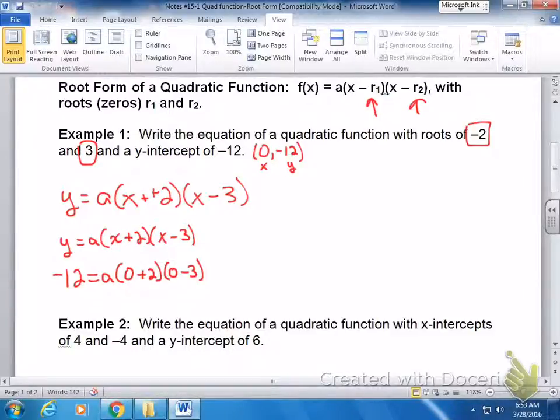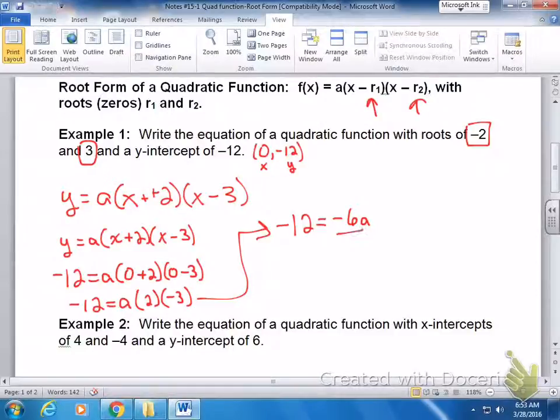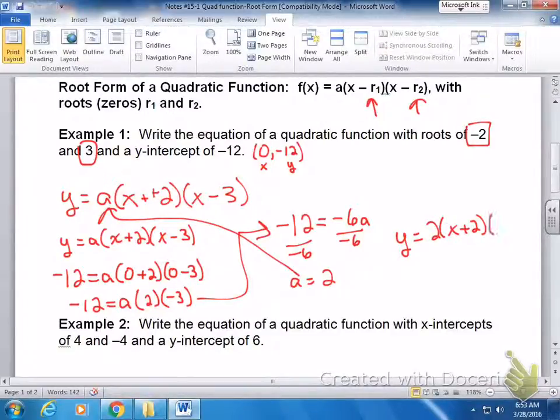Now I'm going to simplify this again. I've got negative 12 equals a times, well, 0 plus 2 is 2. 0 minus 3 is negative 3. So now I can fix that. I have negative 12 equals, well, 2 times negative 3 is negative 6, and then we have our a. I divide both sides by negative 6, and I found that a equals 2. So I just go and plug that in for a here, and I have my equation. y equals 2 times x plus 2, x minus 3.